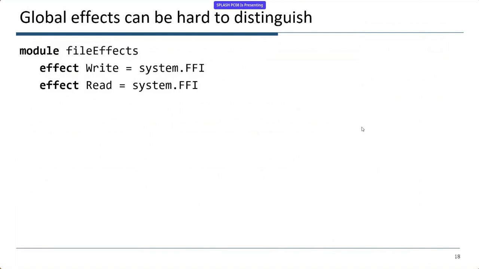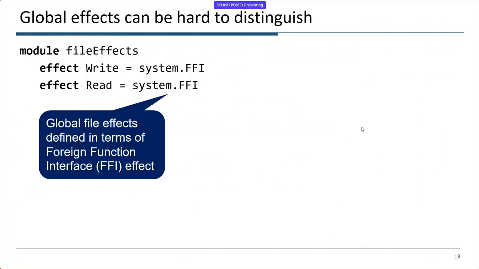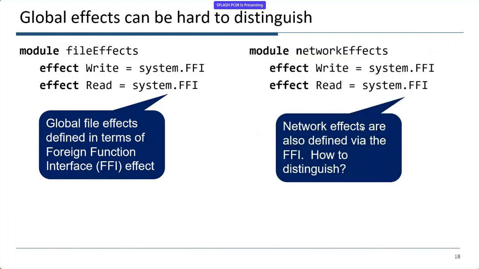We did discover some things that were challenging. Like our capabilities, our effects derive from kind of a global effect. So we have a system.ffi effect, which is what happens when you call an FFI. And initially, read and write are both like FFI calls, but we'd like to be able to distinguish them from the point of view of clients of this library. How can we actually do this?